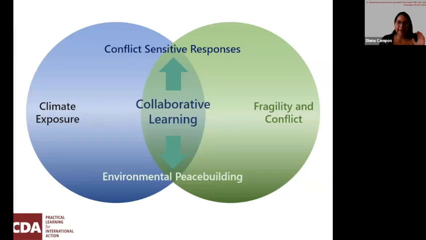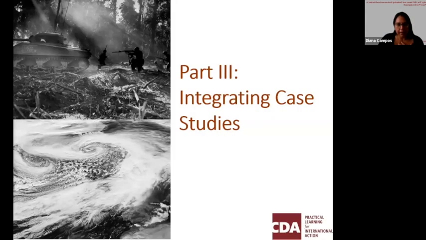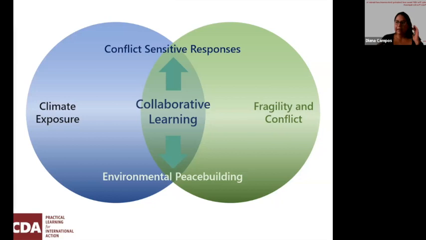So this graph summarizes what the Environmental Fragility and Peace Nexus Collaborative Learning Project is about. This collaborative learning works on the intersection of climate exposure and fragility and conflict. This CLP, or collaborative learning project, uses two frameworks: conflict sensitivity responses and environmental peacebuilding.